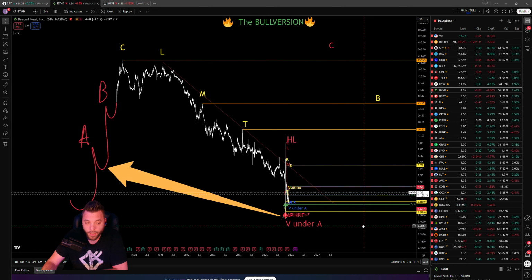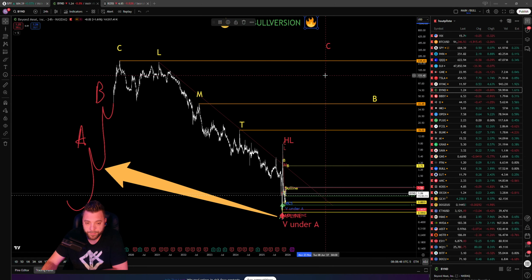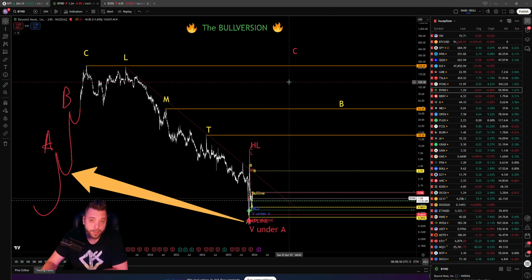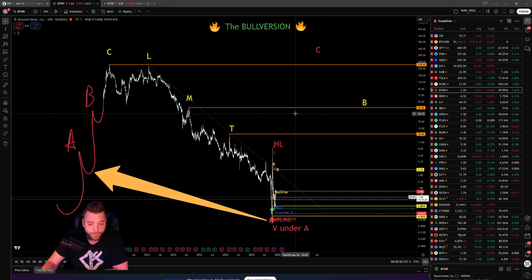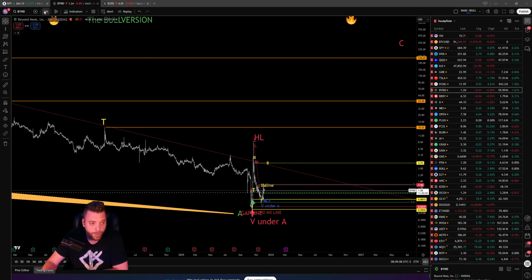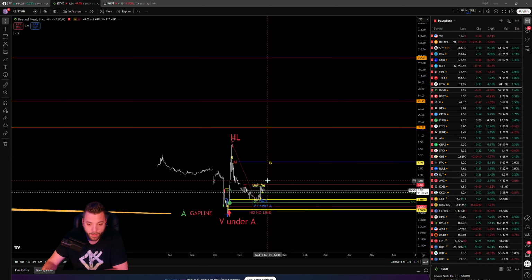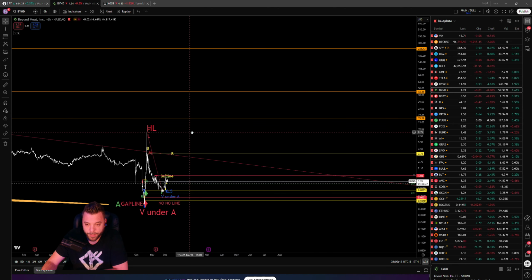BYND. Only one version, because the alternative is it was a pump and dump, we knife, delist, and it's over. For the bullish version, we finished the first fractal. CLMT, V under A, V under invisible A. So, two ways. We have two ways to see this.